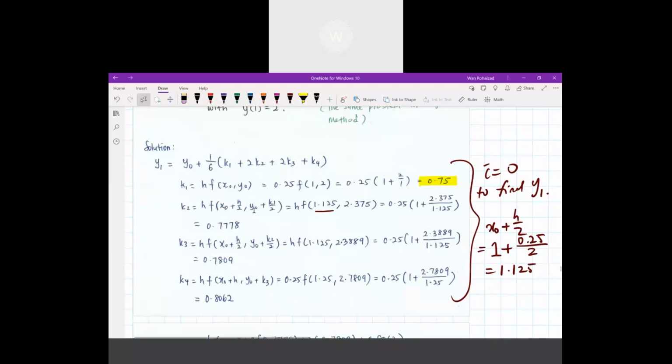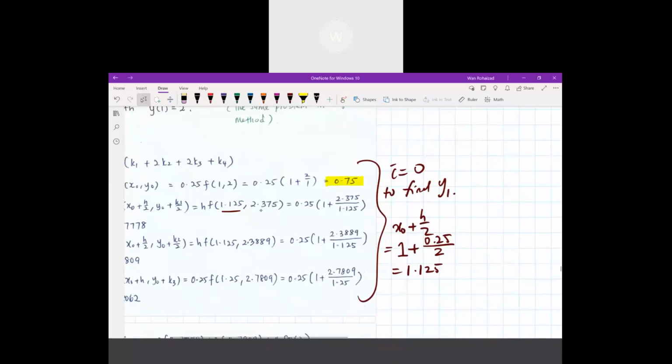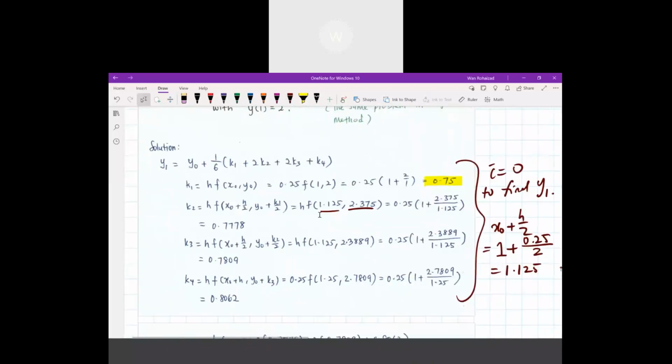And y0 plus k1 over 2. So y0 plus k1 over 2 is 2 plus k1, which is 0.75, over 2. So y0 plus k1 over 2 is 2.375 here. And then, okay, substitute this value into function f. So 0.25, 1 plus 2.375 over 1.125, okay, using calculator. So we have the value for k2.